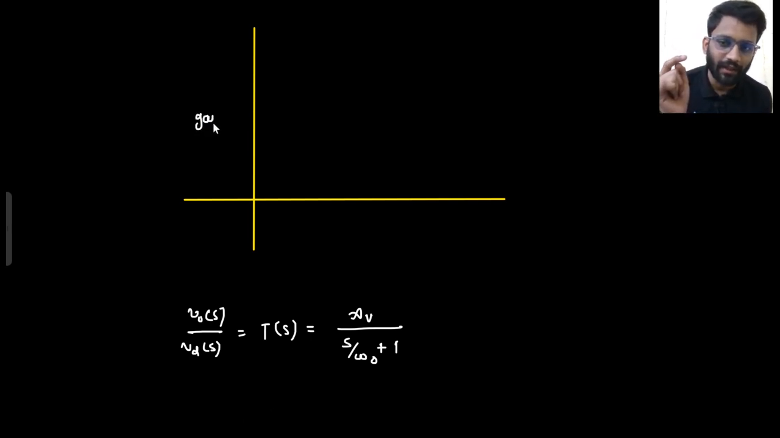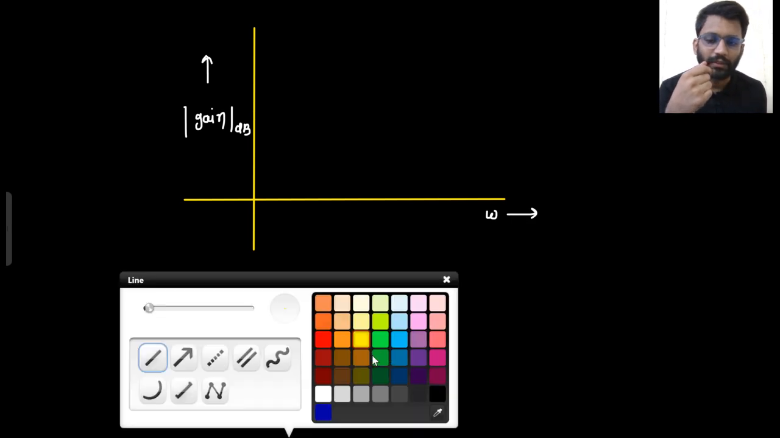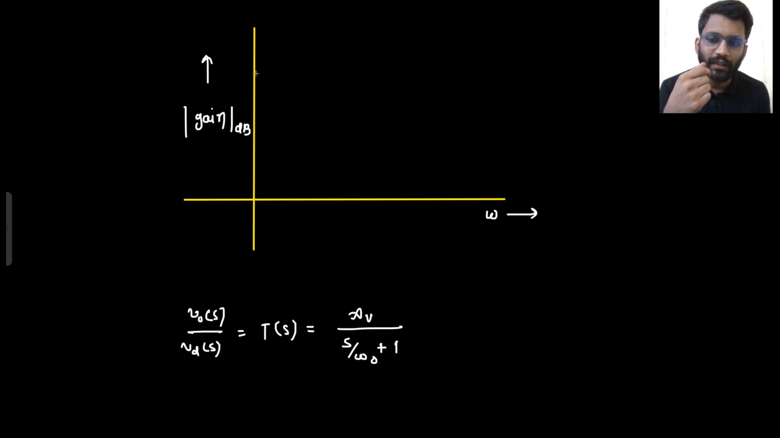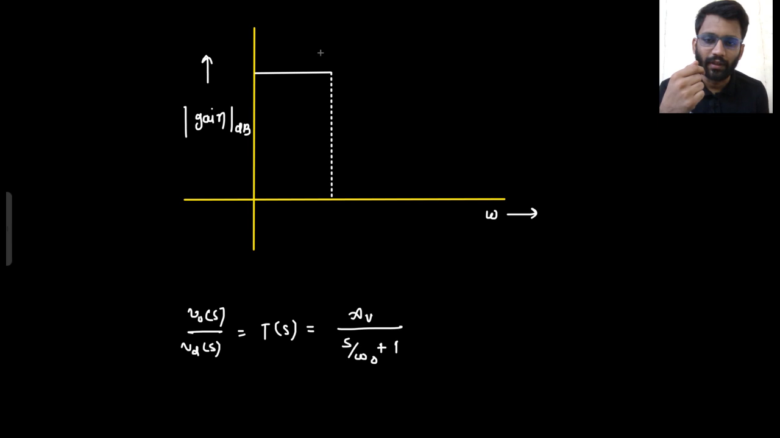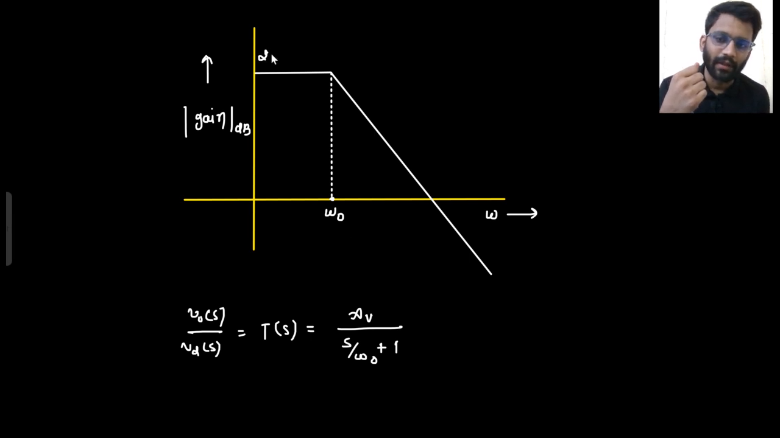So here I am writing gain in dB, and here this is the frequency. How will the response look like? Initially the gain is A, but at omega naught you encounter a pole. So then you will have a 20 dB roll off. This is the response of the OpAmp. 20 log 10 A.